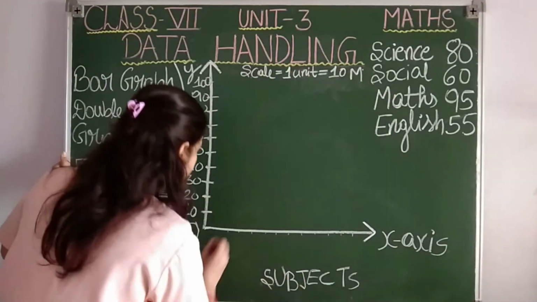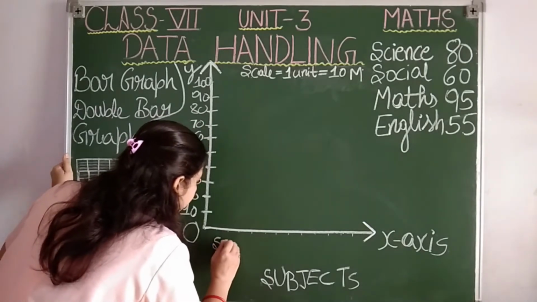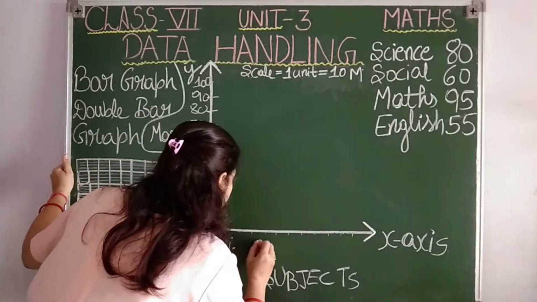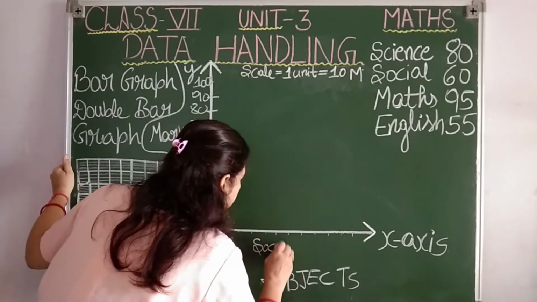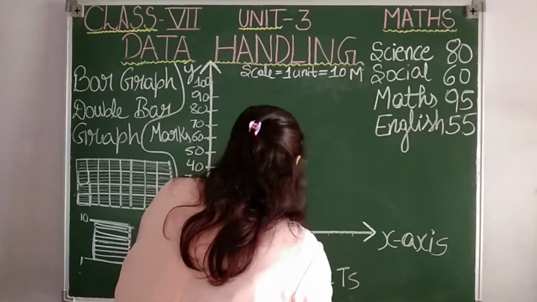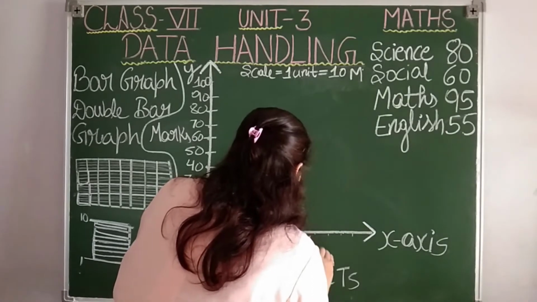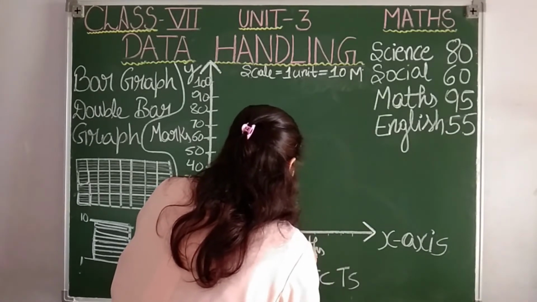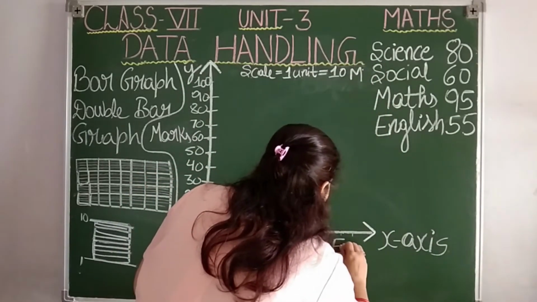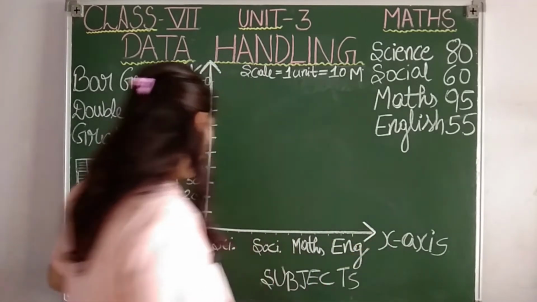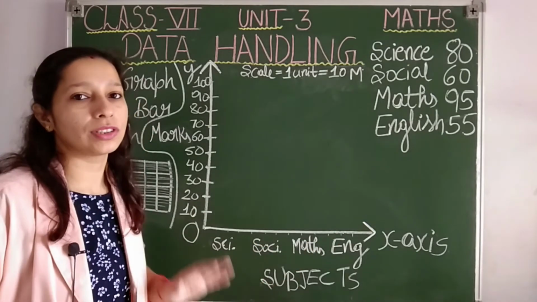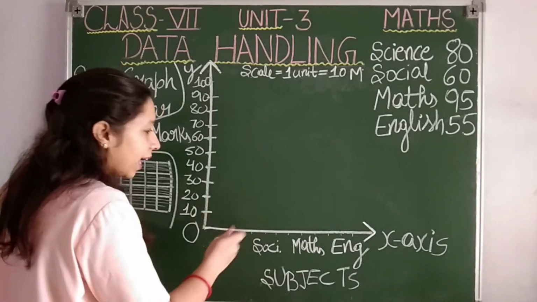So the first subject is science. So here I will write science. Then next is social. So here I will write social. Then next is maths. So here I am writing maths. Okay. Then at last it is English. So here I will write English. Clear, students? Science, I have written in short only: science, social, maths and English. Clear now? Here also I have taken equal spacing.